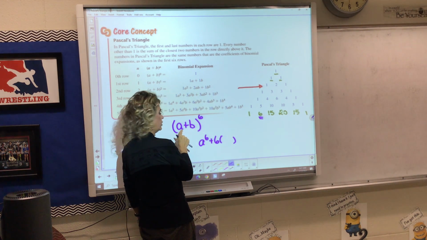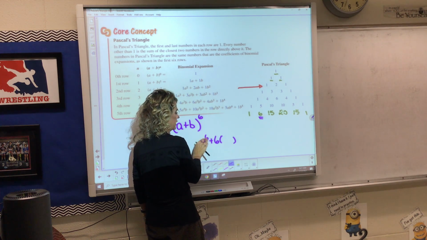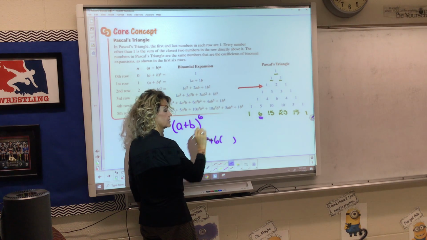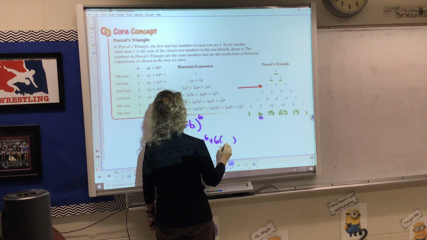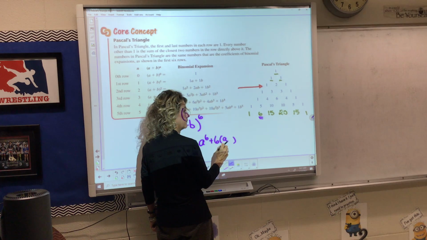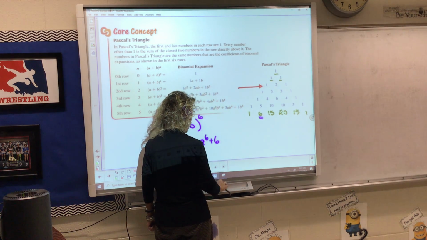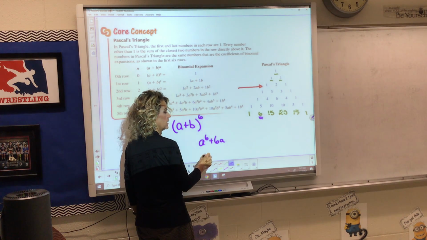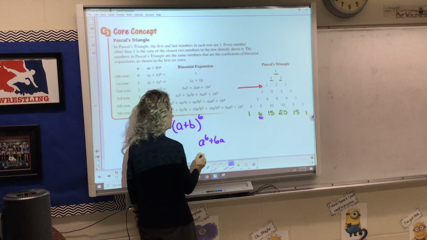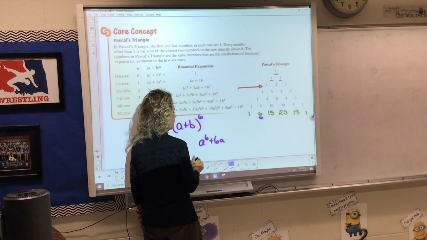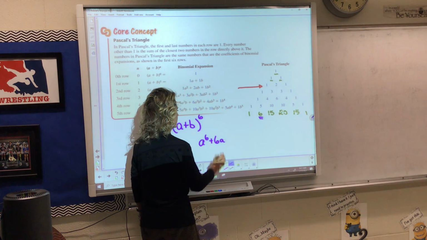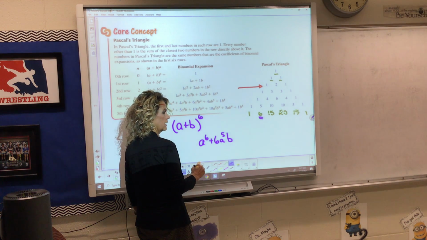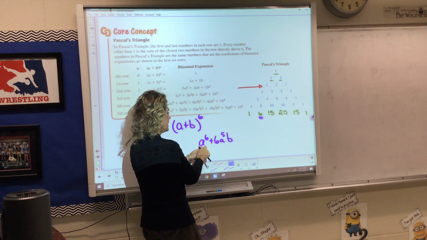And what I have to do is my a exponent is going to go down. What's going to happen with my b exponent? It's going to go up. So this would be a to the what? And I'm not going to put it in parentheses. If the a exponent goes down, what is it? Y'all better talk louder. I can't hear you. A to the fifth. To the fifth. Okay. And b to the? No, my b is going to go up.